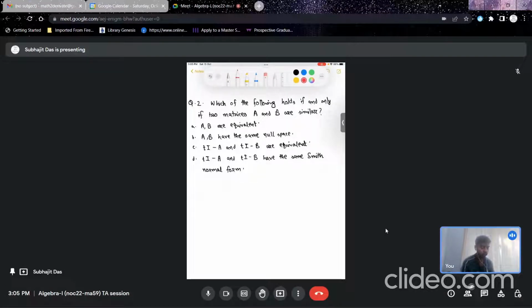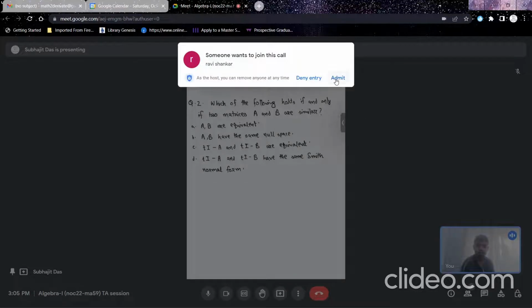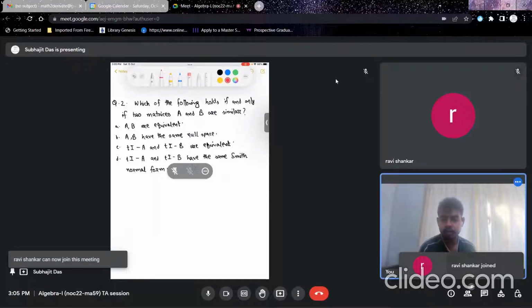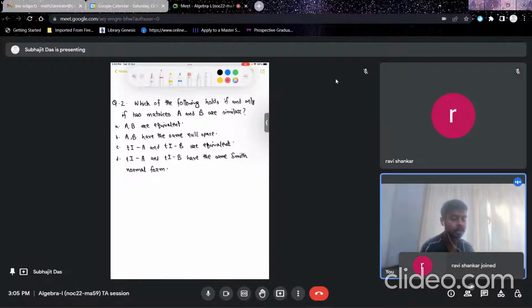Which of the following holds if and only if two matrices A and B are similar? So this is trying to find an equivalent condition for similarity. We need to determine which of the following holds if and only if the two matrices A and B are similar. Let us read out the statements one by one. Firstly, A and B are equivalent. Secondly, A and B have the same null space. Thirdly, TI minus A and TI minus B are equivalent. And fourthly, TI minus A and TI minus B have the same Smith normal form.